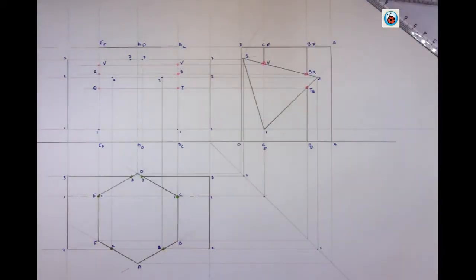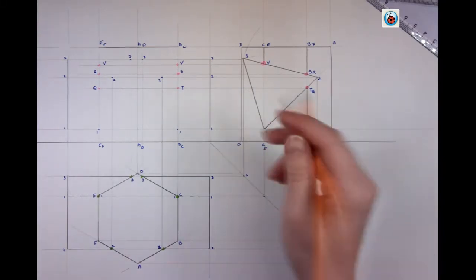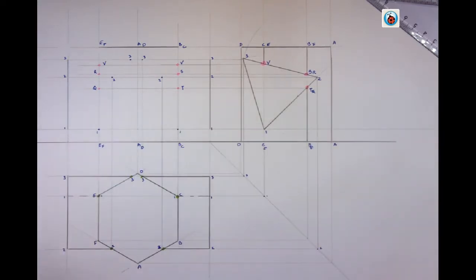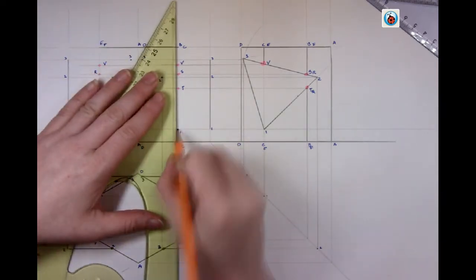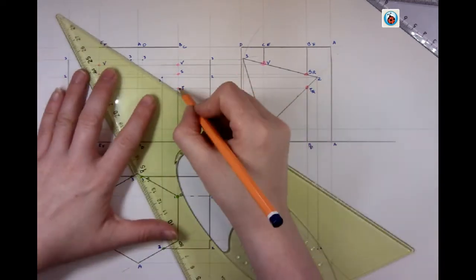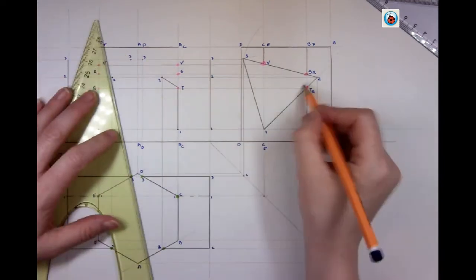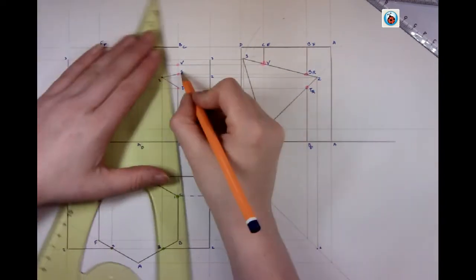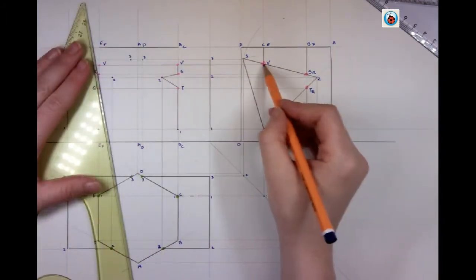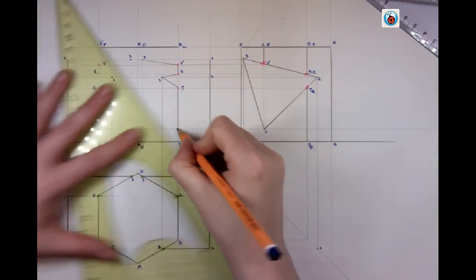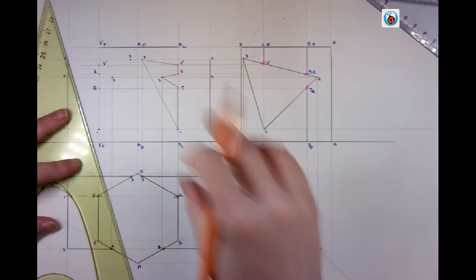The next thing we need to do is join our dots together. Now, if we look at our question, we're standing here, and 1 goes to T. So I'm going to join 1 to T. T goes to 2. 2 goes to S. S goes to V. V goes to 3. And 3 goes back to 1. That is the right hand side joined.